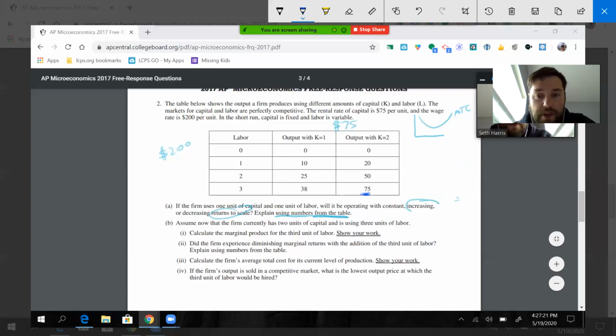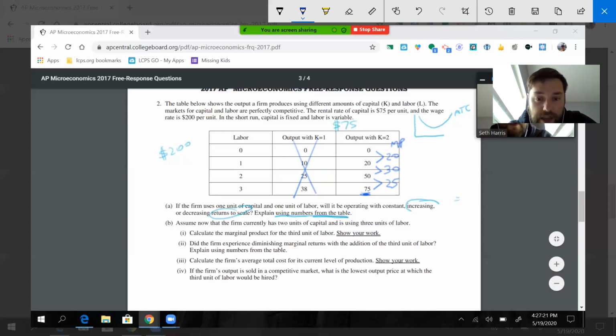Let's just ignore this column here. So capital is set at 2, and for the labor, we're going to talk about the marginal product for labor. Let's do this over here. The first worker, you went from 0 to 20, so that's 20. From the first to the second worker, we gained 30. And at the third worker, we went from 50 to 75, so that is 25. Let's label that as marginal product.